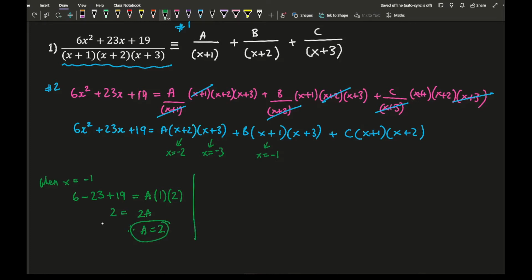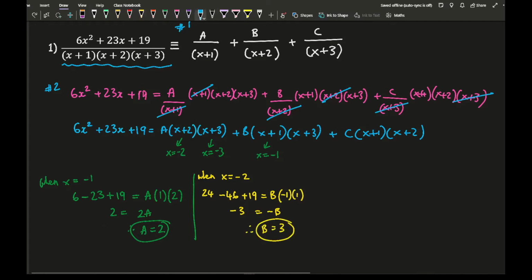And then moving on to the next value, let's go for when x equals -2. What I end up with is 24 minus 46 plus 19 equals b, that doesn't disappear, and so I've got -1 and 1. So simplifying the left, I get -3 and I get minus b, so therefore b equals 3.